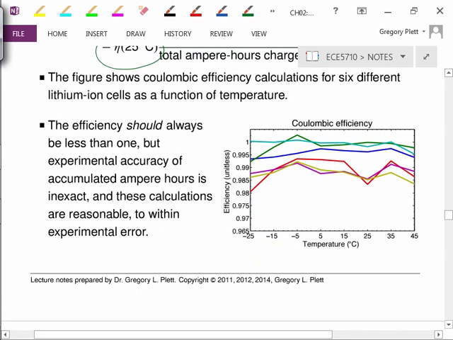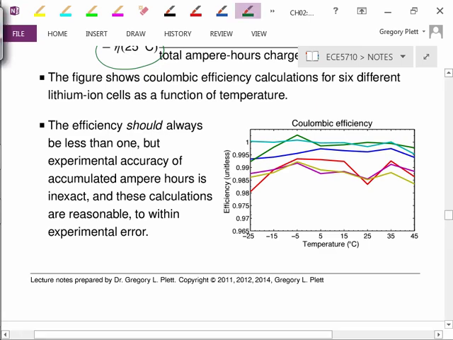I performed this test for a lot of different cells for the purpose of building this course reader and the text. I chose 6 different lithium-ion cells. Some of them are big, some of them are small, some of them are laptop size, some of them are vehicle size, different chemistries, but all lithium-ion cells. And have done this for temperatures from minus 25 Celsius up to 45 Celsius in steps of 10 degrees Celsius, and tabulated the results of the coulombic efficiency calculations and drew the graph that we show here.